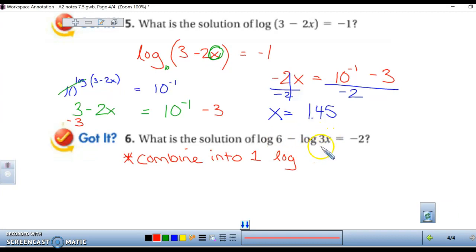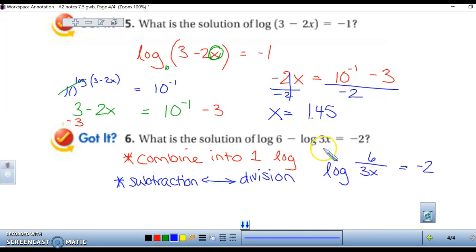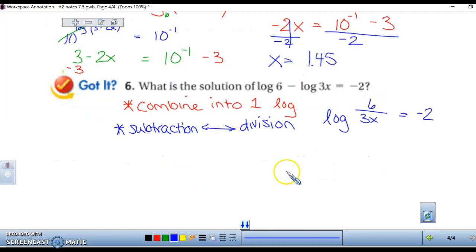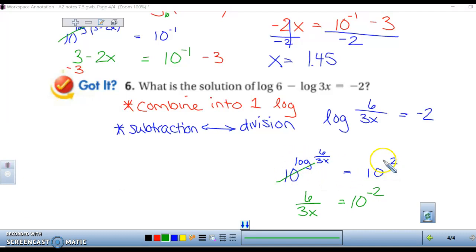And got it, number 6. Notice that we have two different logs. So we need to combine them into one log. And remember, when we have subtraction, that leads to division. So they have the same base of 10, and it's subtraction, so that leads to division. So now we have 6 divided by 3x. Now to get rid of our log, we're going to raise both sides to the power of 10. So we raise both sides to the power 10 because that was the base of our log, and then it cancels the log.